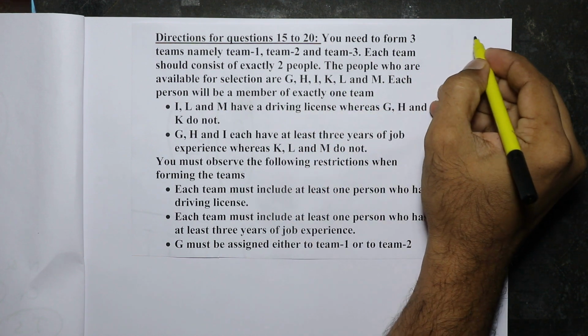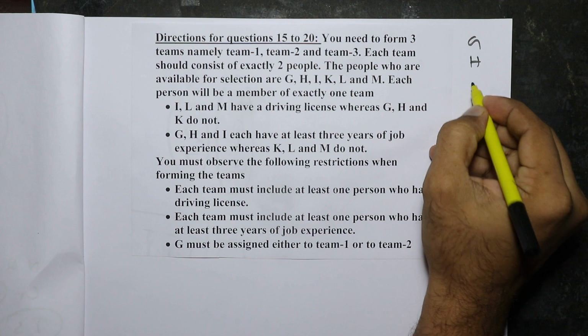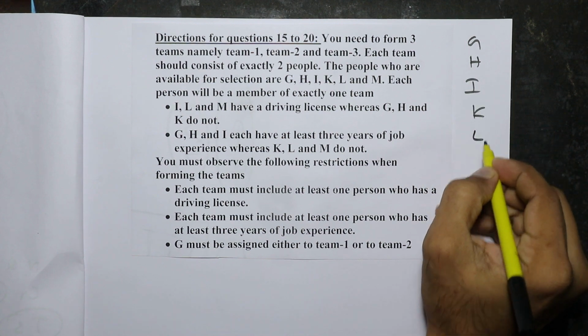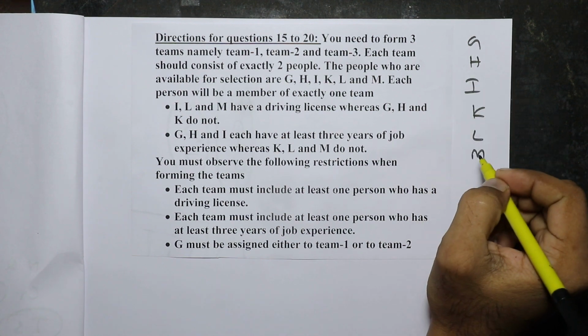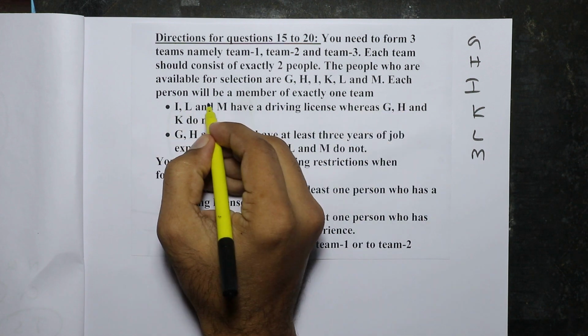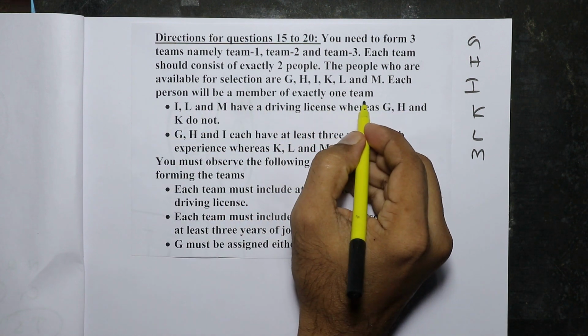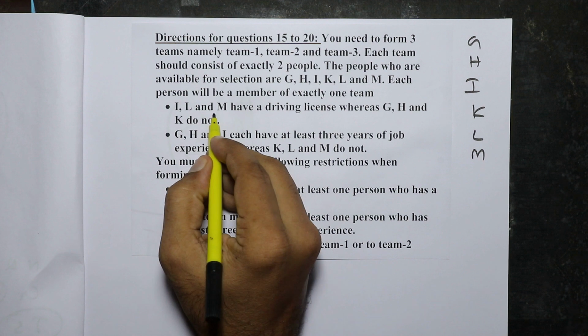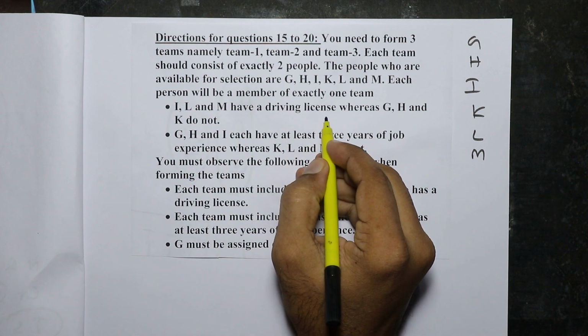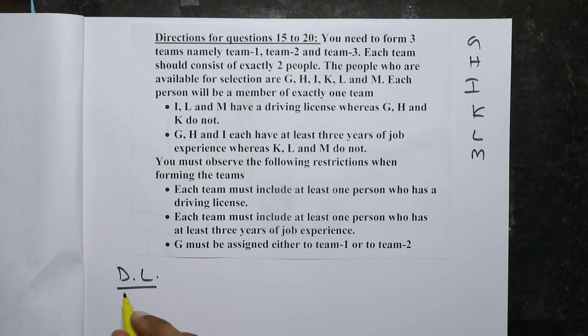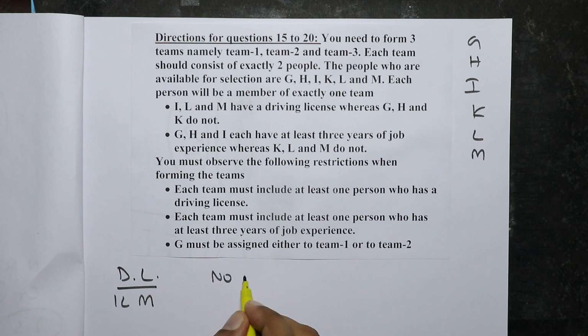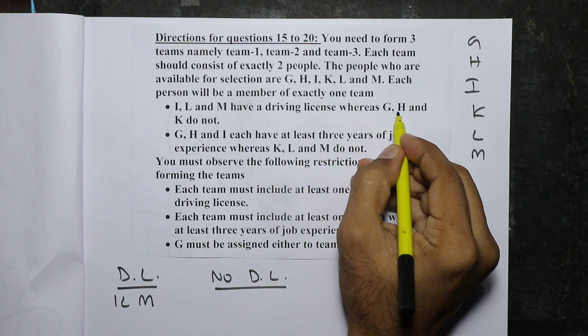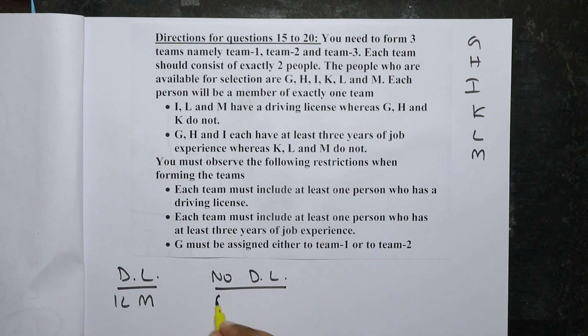So I'll just write them here: G, H, I, K, L, and M. So these are the 6 people. Each person will be a member of exactly one team. I, L, and M have a driving license. So the people who have a driving license are I, L, and M. And the other people do not have a driving license. They are G, H, and K.